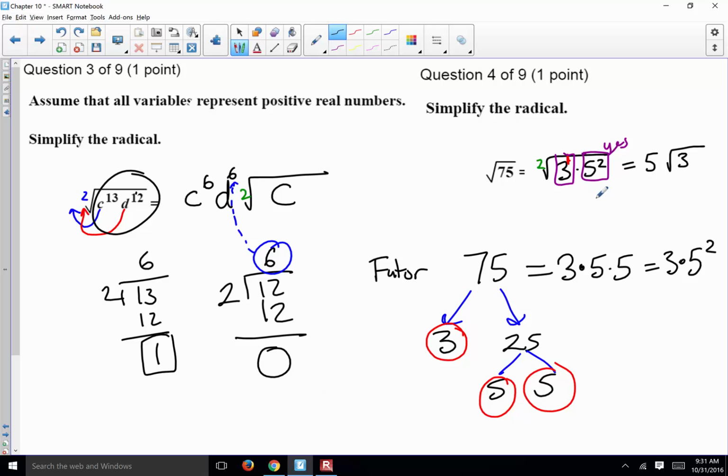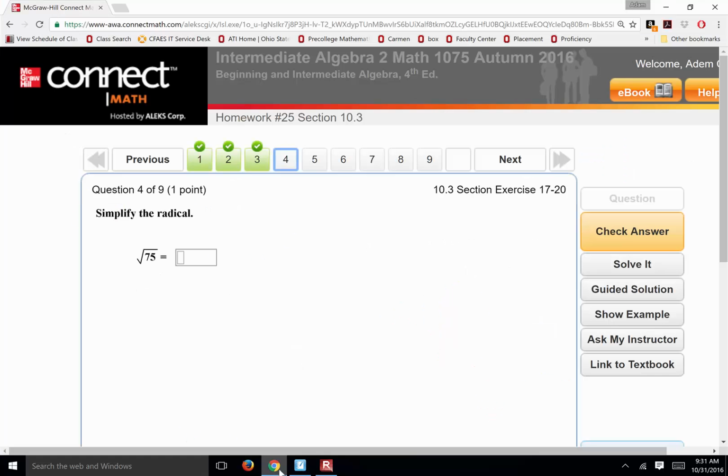You already knew this. I know some people can figure this out quickly, like 75 is 3 times 25, and 25 has square root 5. I just do it the official way. Mistake-proof way. You don't miss a spot this way. You break all the way, raise to powers, divide the power by the index, etc. 5 root 3 is the answer for number 4.